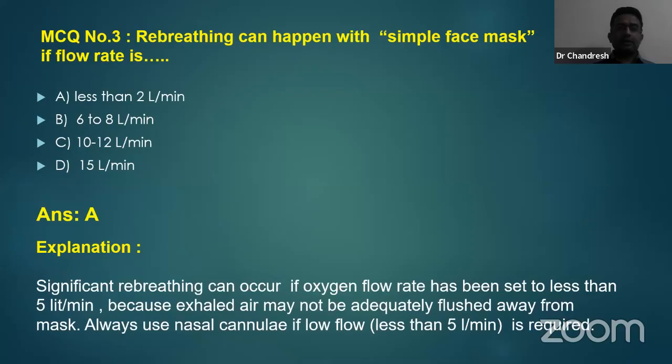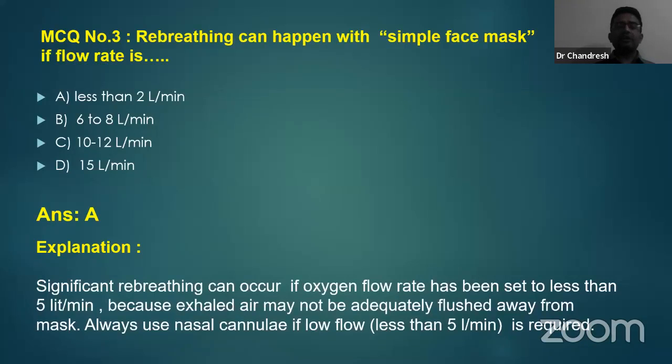Just now I told that rebreathing can happen with a simple face mask if you set the oxygen flow rate at 2 liters or 3 liters. Because if you think that the patient is requiring 4 to 8 liters of oxygen therapy, you always use this simple face mask. But if a patient is very comfortable, requiring minimal O2 support, better to remove the simple face mask and put them on nasal prong, and you can continue with 2 liters.